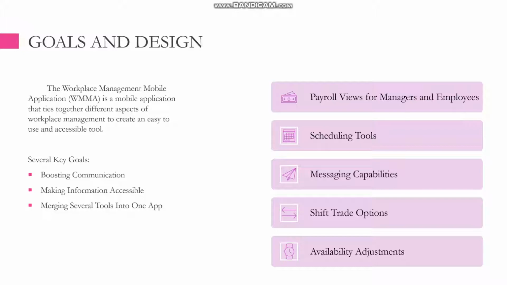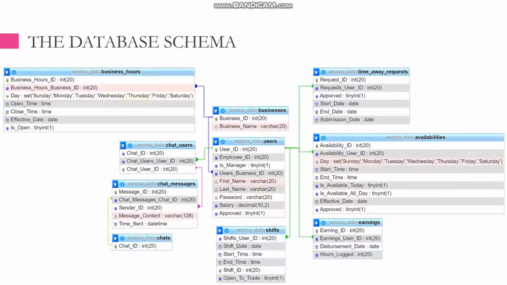Some of the main features are going to be payroll views, both for managers and employees, scheduling tools for managers, messaging capabilities, shift trading options, and availability adjustments. All of these goals and features are designed to help, again, boost communication and make information accessible so that employees and managers can do their jobs better in the workplace. So now we're going to go over the database structure and address how users are tracked in the system.